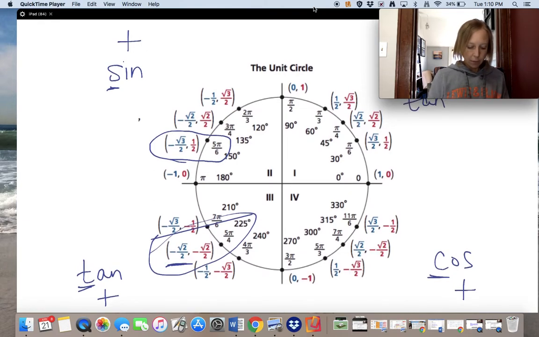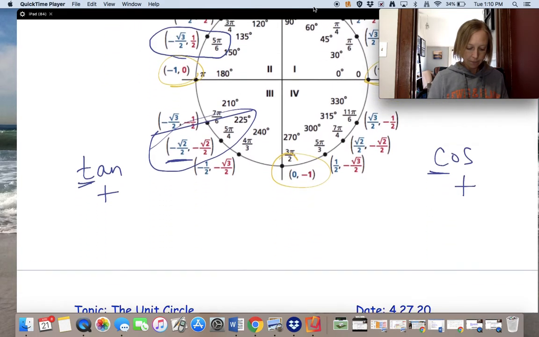So, for example, right here, the tangent of 90 degrees, sine divided by cosine, 1 divided by 0, is undefined. So, for tangent on these 4 places, you're going to end up with either a 0 or undefined, so pay attention to that.